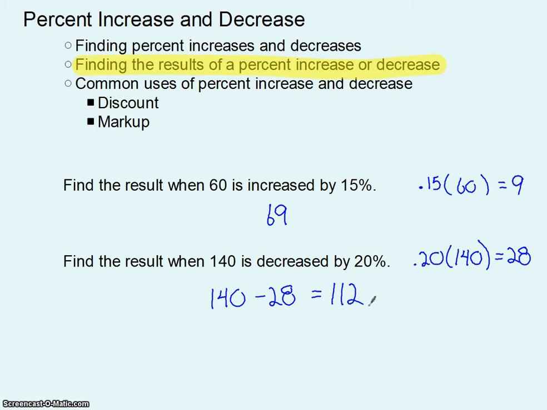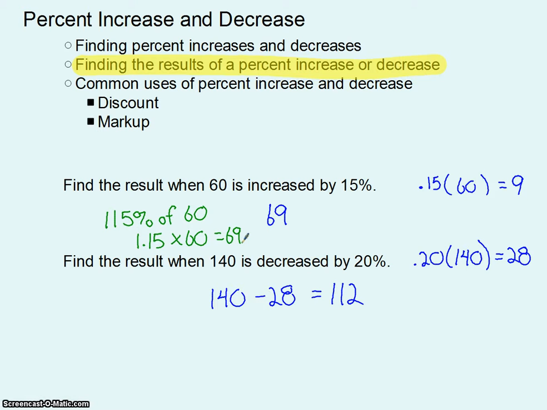So we'll get 112. Sometimes you'll see people look at these types of questions and go about it a little quicker. If you take 60 and increase it by 15, basically you're taking 100% of 60 plus 15 more percent of 60. So what some people will say is really we're finding 115% of 60. So they'll take 1.15 times 60, and that gets them the 69 right away.